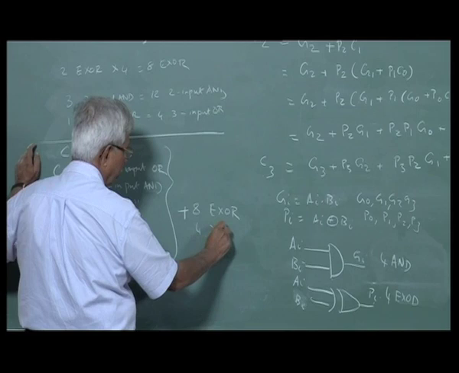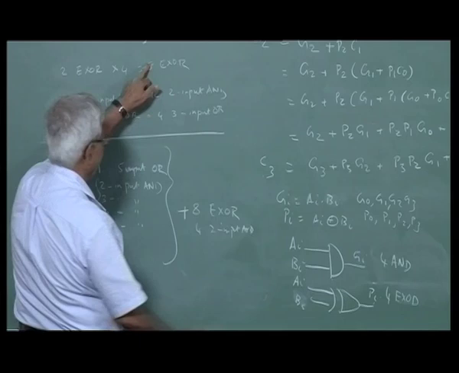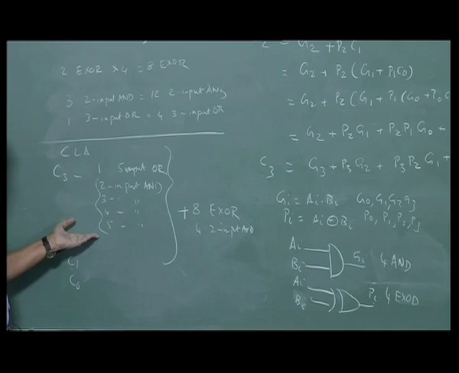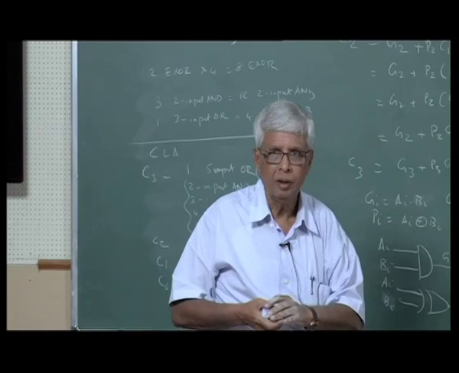Already 8 XOR gates have been spent here. Out of 12 two-input AND gates we have already spent, only 8 are remaining, whereas here itself we are taking so much. So the hardware that is required is enormous, which is costly.